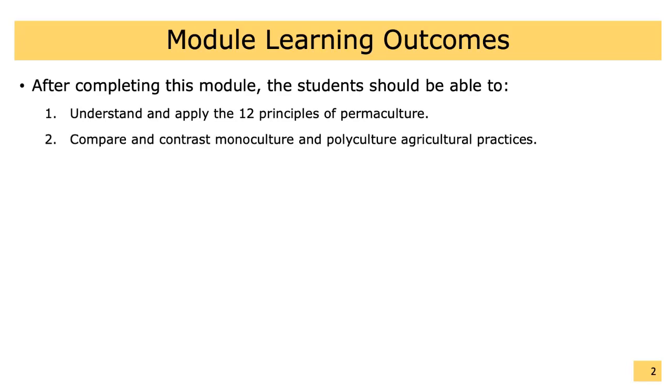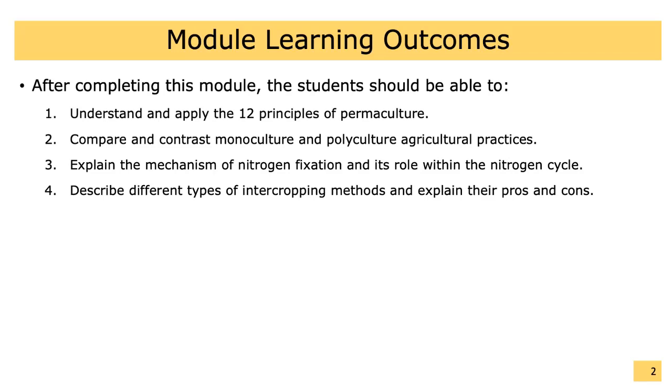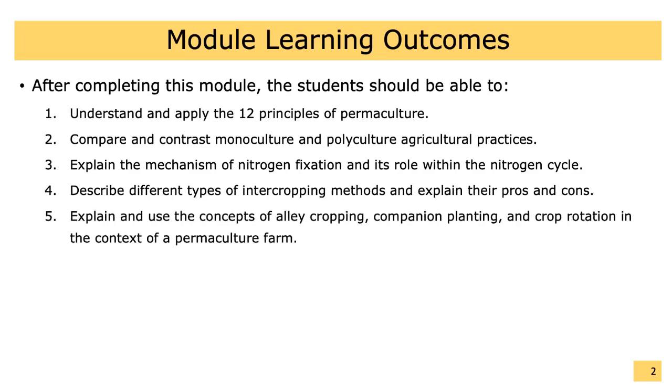compare and contrast monoculture and polyculture agricultural practices, explain the mechanism of nitrogen fixation and its role within the nitrogen cycle, describe different types of intercropping methods and explain their pros and cons, explain and use the concept of alley cropping, companion planting, and crop rotation in the context of a permaculture farm.